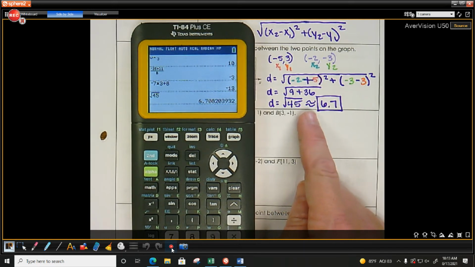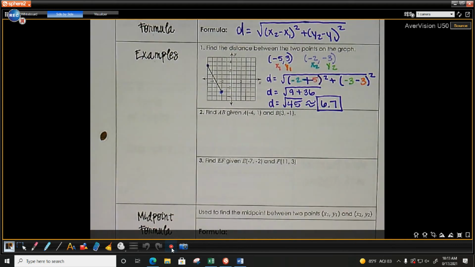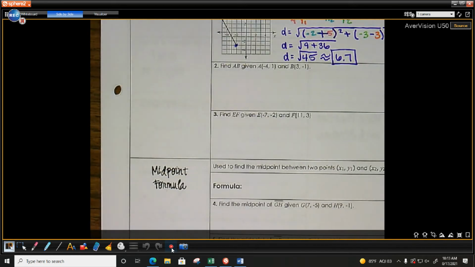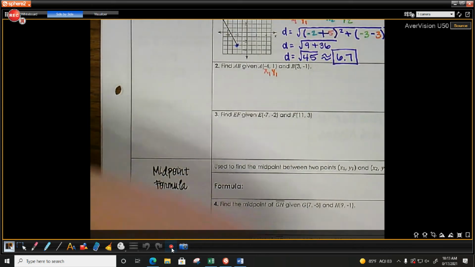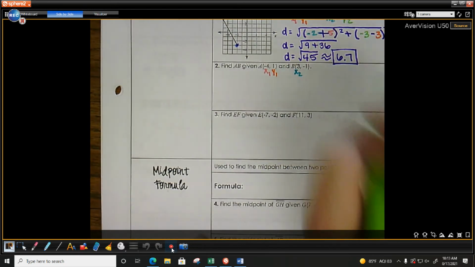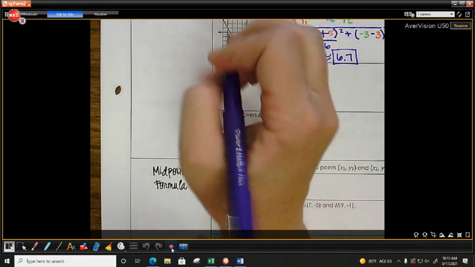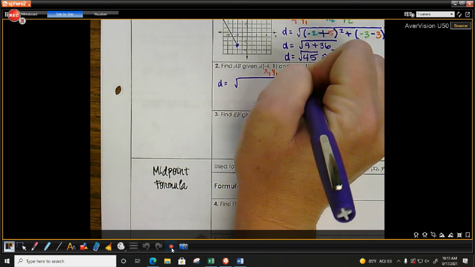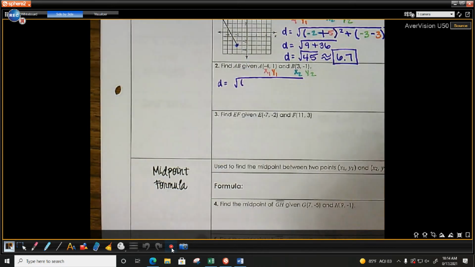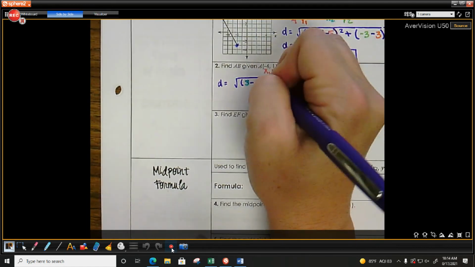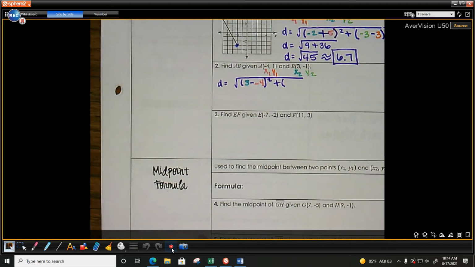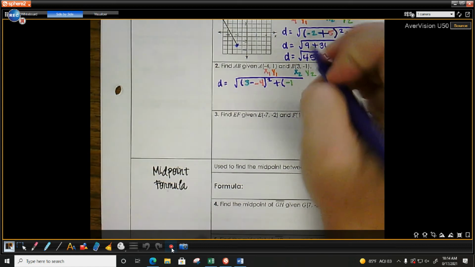Okay. We have 2 points. Label your 2 points. X1, Y1, X2, Y2. So we do D equals the square root of, what's X2? 3, minus X1, negative 4, squared, plus Y2 minus Y1, squared. Okay, what do I do with my double signs?